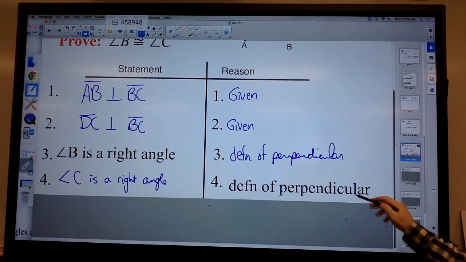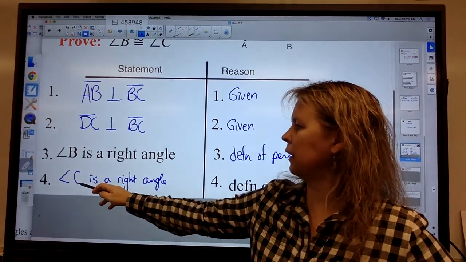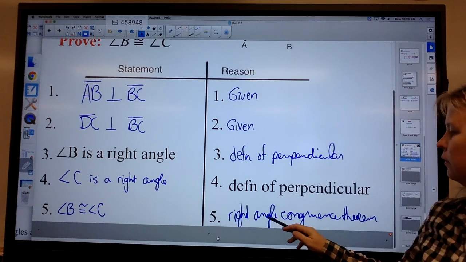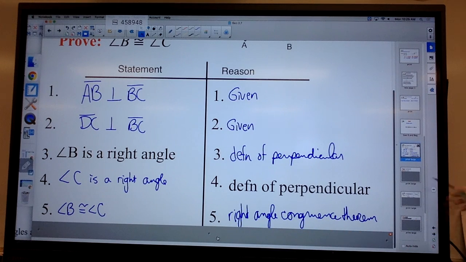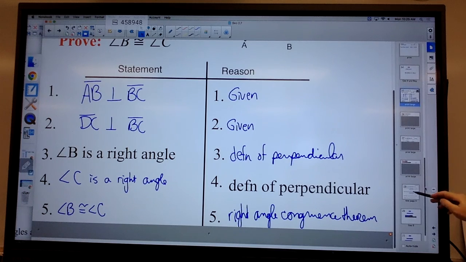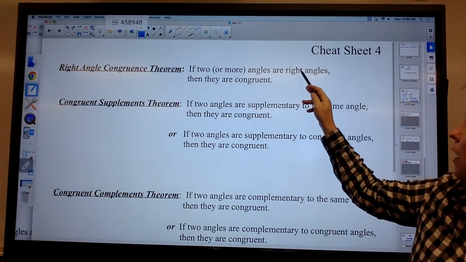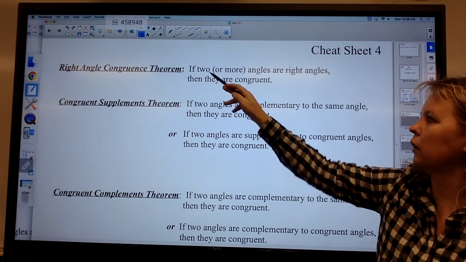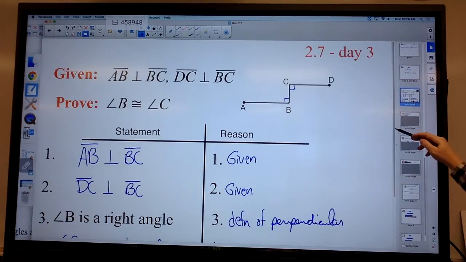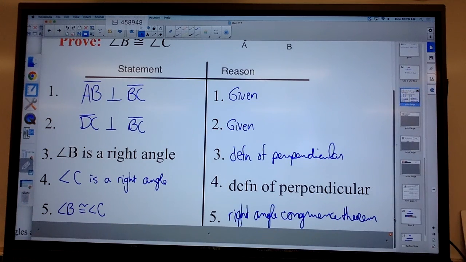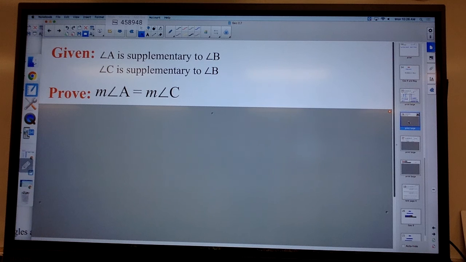From there, we can go right to the proof. If we know angle B is a right angle and angle C is a right angle, then we know that angle B is congruent to angle C because of the right angle congruence theorem. Take a look at cheat sheet 4 so you can write it down properly. If two angles are right angles, then they are congruent by the right angle congruence theorem. All right, go back, fill in the spaces, make sure you understand what you're doing on here. Don't go as fast as I am on these notes.